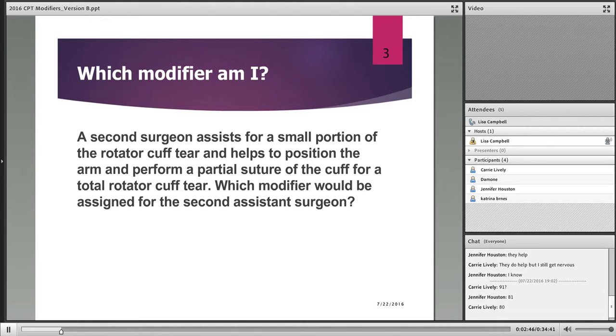So the correct modifier for this one would be 81, and that's because this is for the second assistant, not the assistant surgeon, but the second assistant surgeon. So that would be modifier 81. It's all about the wording.